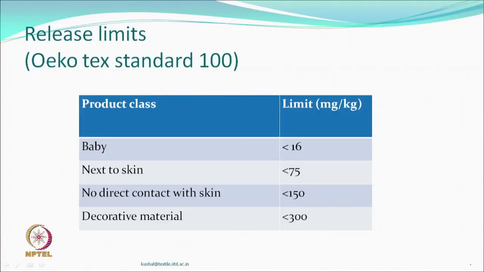This table we had discussed in an earlier lecture also. What it says is, the international standards are not talking about zero formaldehyde, but they are talking about limits, how much formaldehyde release, if at all, is allowed for a certain type of application. For example, babies' garments obviously are more strict in these regulations, and therefore, in this case it is written less than 16 milligram per kg is the limit. But if you look at decorative material, the limit is 300 or less. So, the international bodies are not talking about zero formaldehyde, but are talking about limits.